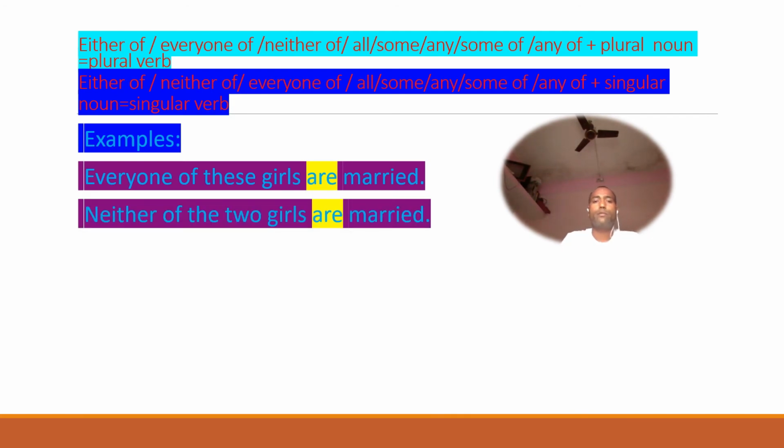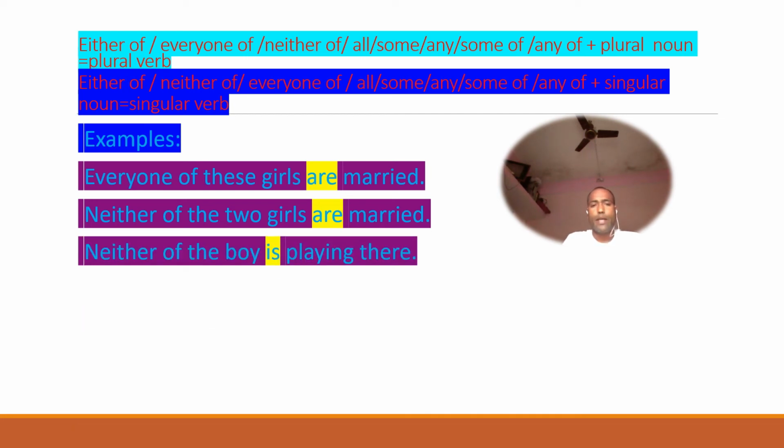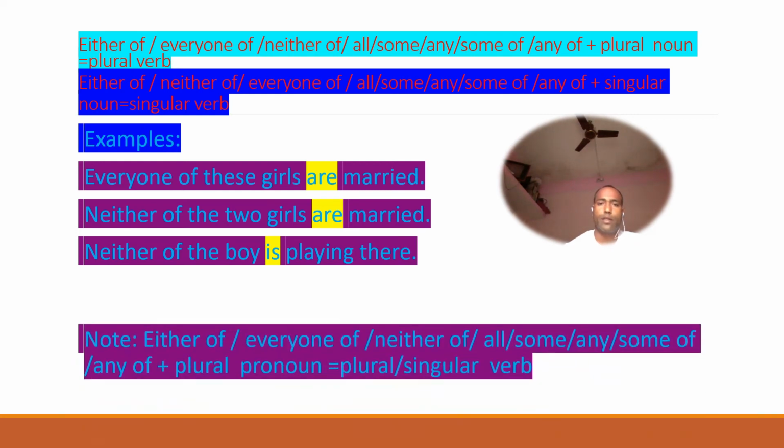Similarly, neither of the two girls. Neither of the two girls are married. Neither of, and here are two girls, plural, so are married. Similarly, neither of the boy is playing there. But here is the boy, only one boy, right? Indicating not plural, so here is. So if neither of and the boy is singular, here neither of and the two girls is plural. So plural with plural, singular with singular.